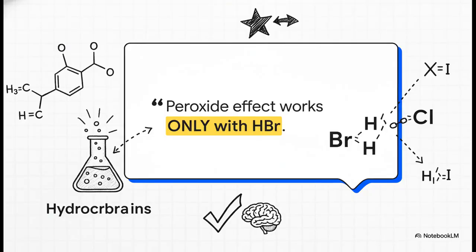Okay, so remember that special condition for anti-Markovnikov's rule we mentioned? This is it. It's called the peroxide effect. And listen closely. It only works with HBr. That's it. They will try to trick you. They'll give you HCl with peroxide or HI with peroxide. It is a classic trap. Don't fall for it. Anti-Markovnikov with peroxide is an HBr-only club.